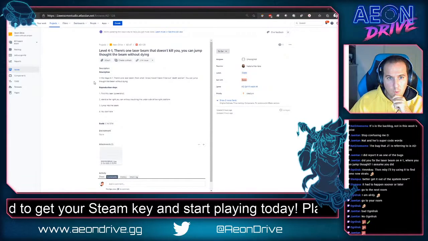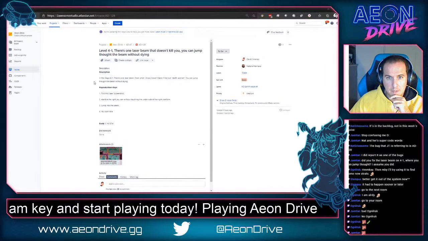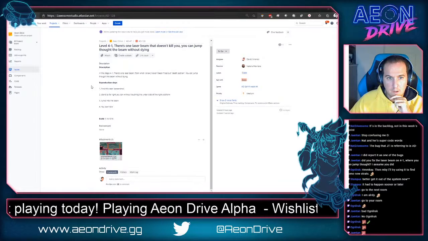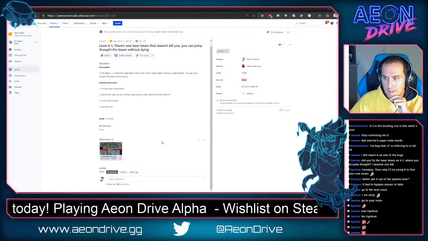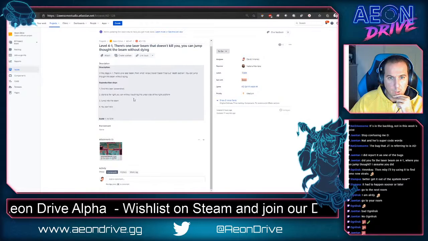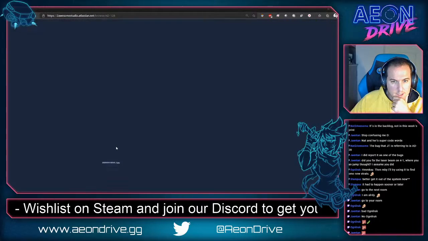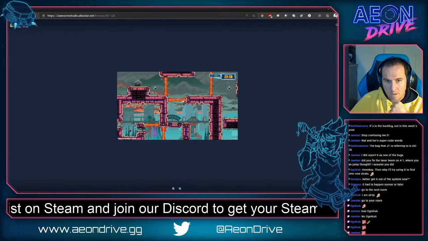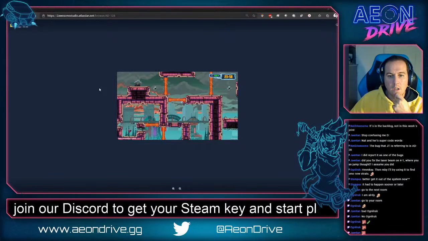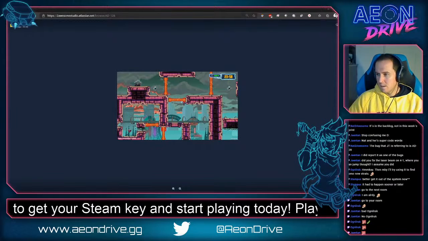In stage 4.1, there's one laser beam, from what I know, that I haven't filled out that section for. You can jump through the beam without dying. Find this laser, stand as far right as you can without touching the underside of the right platform. Jump into the beam, you don't die. Oh, I think it's true. That should be fixable, yeah. Let's look at that in the engine.